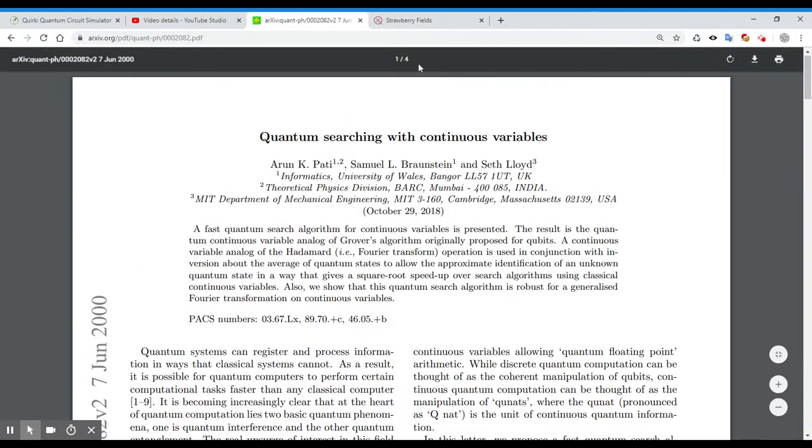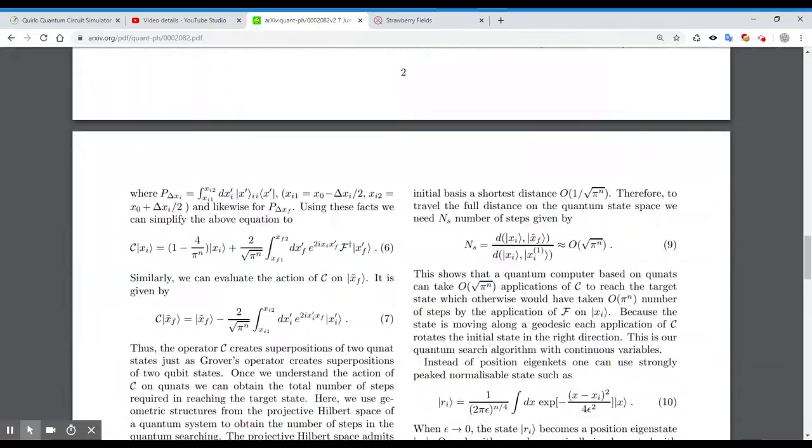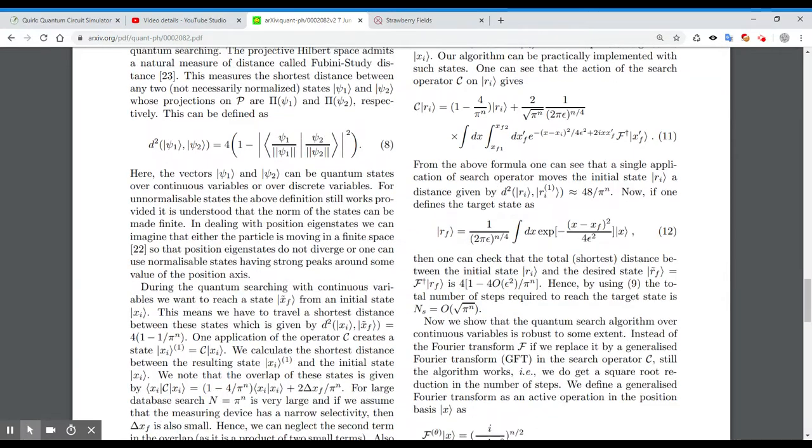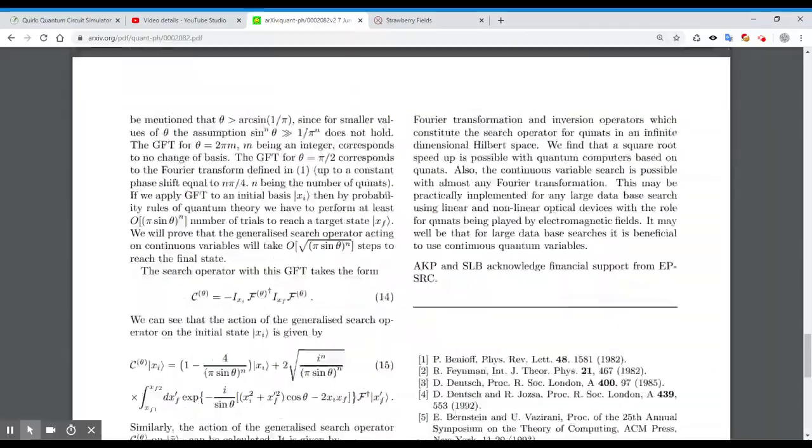This is how many pages? This is like 4 pages with references included, so it's also really compact. Okay, let's quickly look.